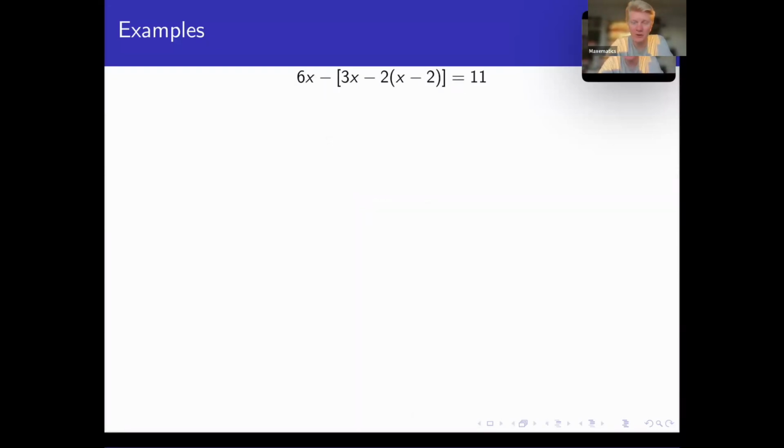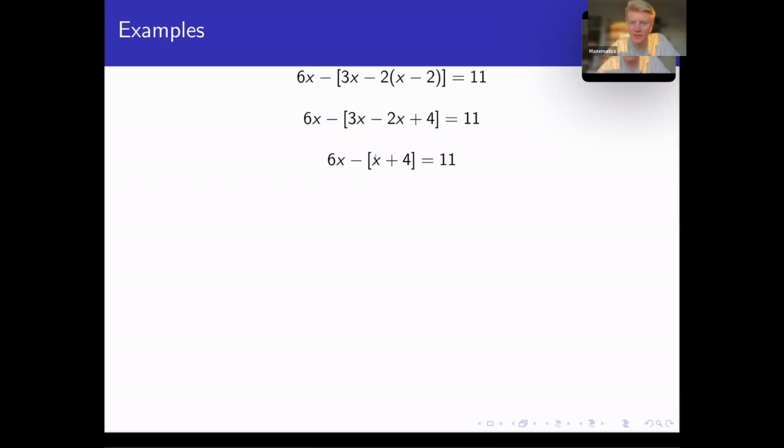Okay, let's do another ugly one with a lot of parentheses. Well, we got a parentheses inside a bracket, right? Brackets are just another way of writing parentheses. So why don't we distribute -2 first? -2 times x is -2x. -2 times -2 is +4. Okay, well, before we do anything else with this minus on the outside, why don't we simplify our inside? 3x minus 2x. 3 apples minus 2 apples, 1 apple.